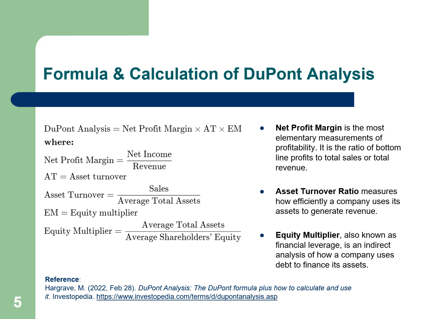By multiplying these three ratios, we get a clearer picture of how efficiently a company is operating using its assets and managing its debt to generate returns for its shareholders.